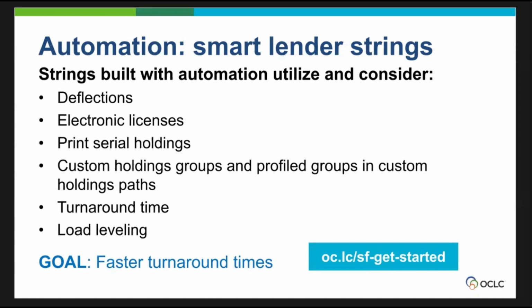And we don't even as humans have access to these things, right? Because I mean, you could go and look at their turnaround time, but you're not going to do that for every single lender. No way, I've never done that. And then the load leveling, you have no idea how busy a particular library might be, how many things are in their queue right now. So that's like the really cool part.